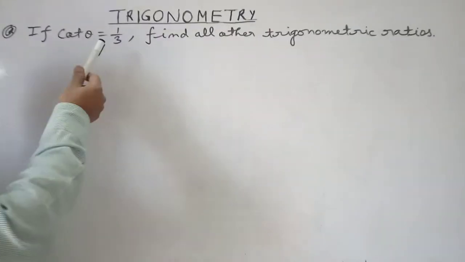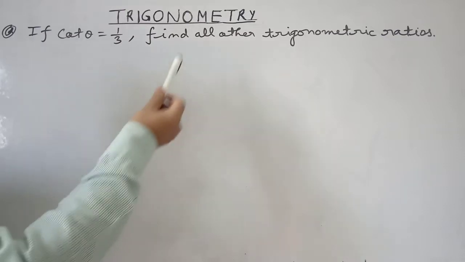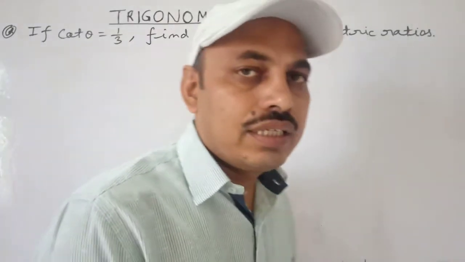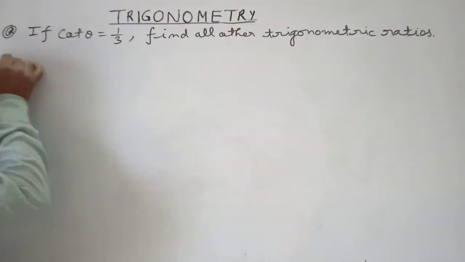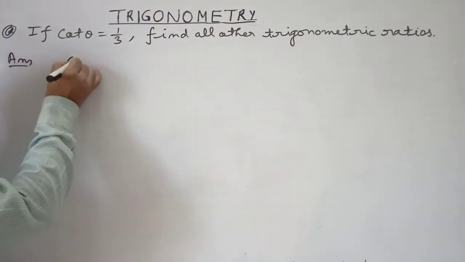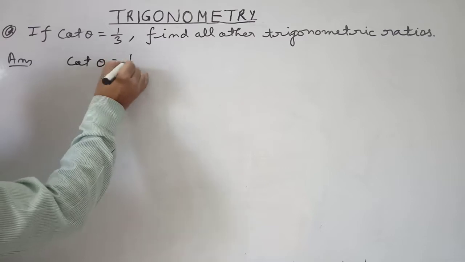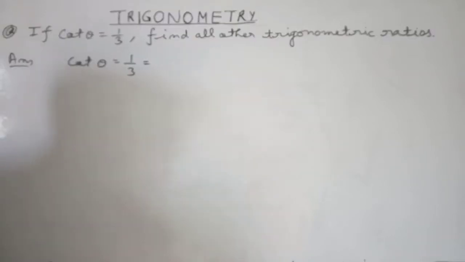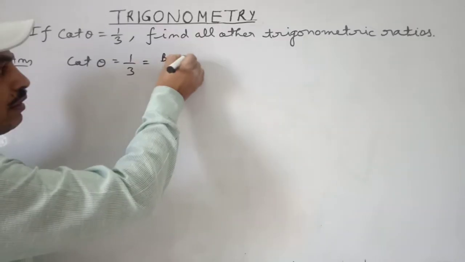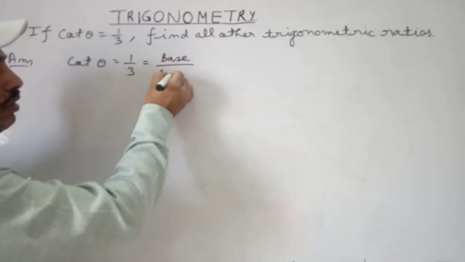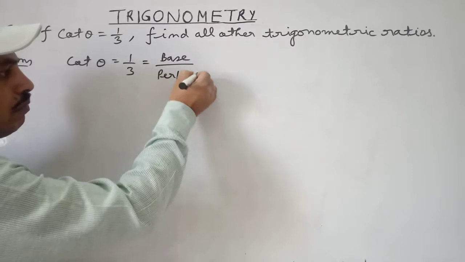Question is, if cot theta equal to 1 upon 3, find all other trigonometric ratios. So what is cot theta? Cot theta equal to 1 upon 3 given, or cot theta is base upon perpendicular.